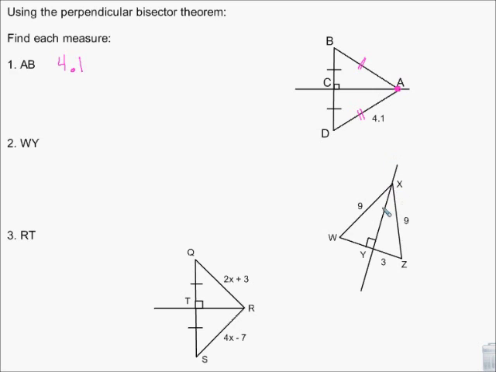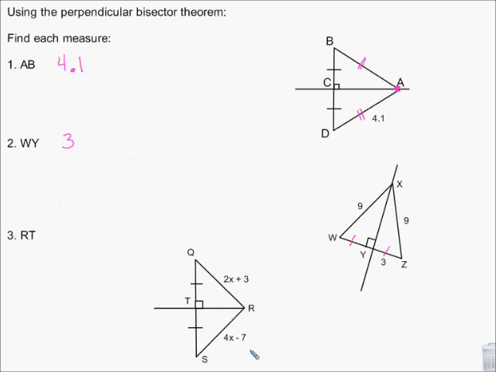Okay, here I have these two distances are the same, and this is perpendicular, so that tells me it's a bisector. So this distance and this distance will be the same. So if this is 3, this one is 3.